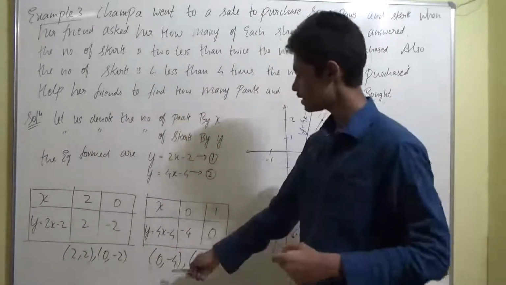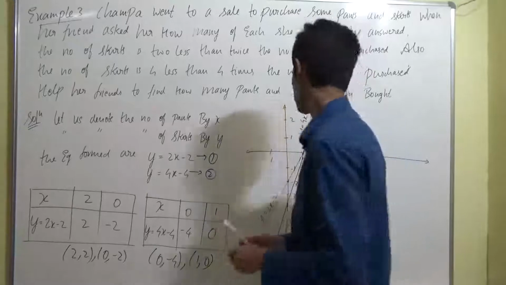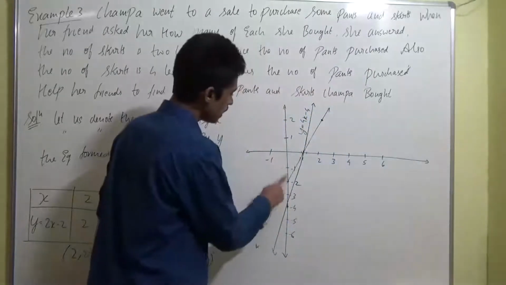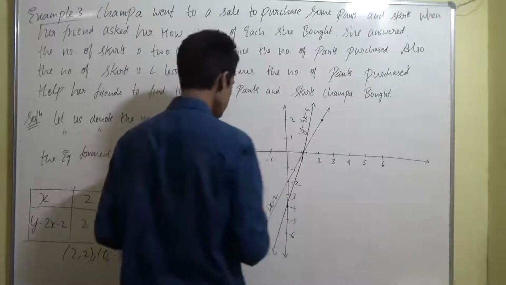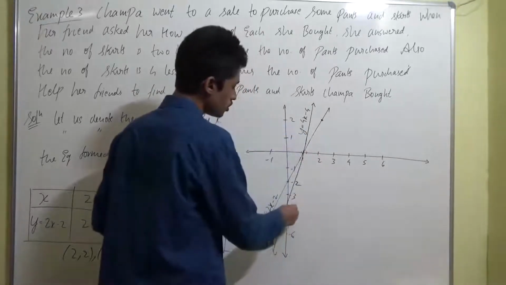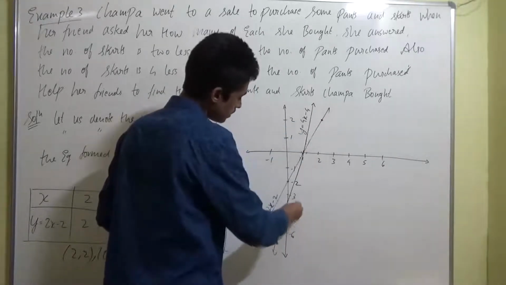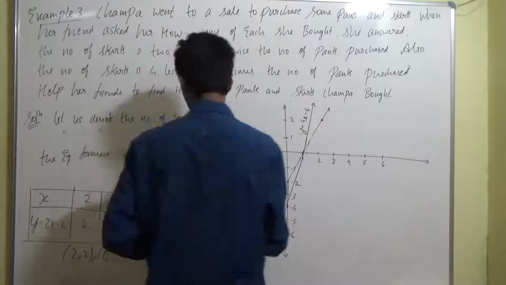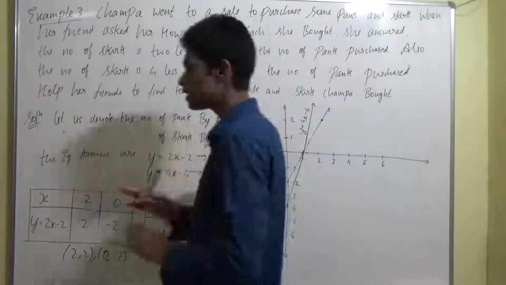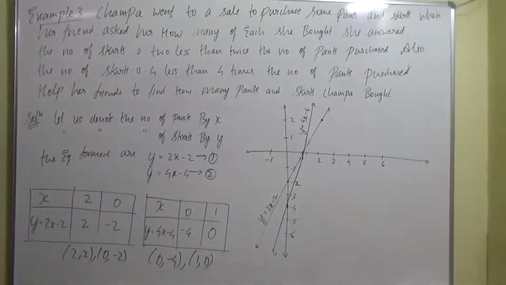Now let's draw the line of the second equation. In the second equation it is (0, -4) and (1, 0). (0, -4) is here and (1, 0) is here. Right, so now if you connect these 2 points, you're going to get a line like this, right? So this line corresponds to equation 2. So these are the 2 lines which we form with the 2 equations.